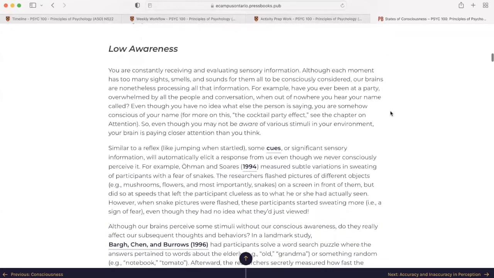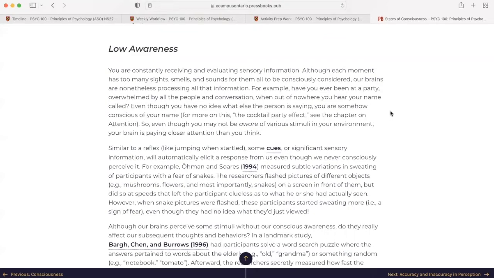Then there's low awareness. You are constantly receiving and evaluating sensory information, although each moment has too many sights, smells, and sounds for them to be consciously considered. Our brains are nonetheless processing all that information. For example, have you ever been to a party overwhelmed by all the people and conversation when out of nowhere you hear your name called? Even though you have no idea what else the person is saying, you are somehow conscious of your name.